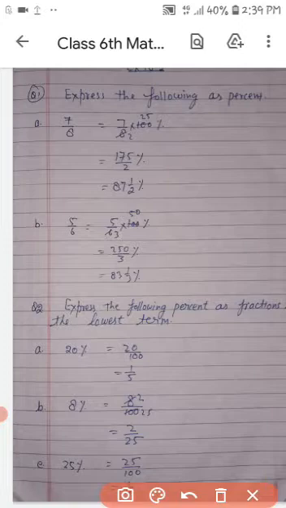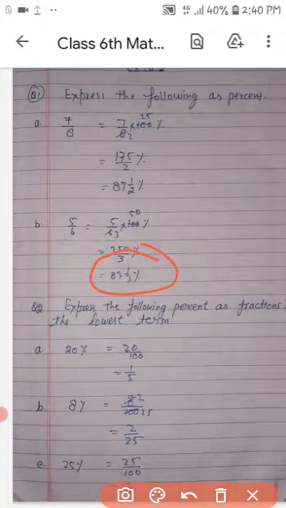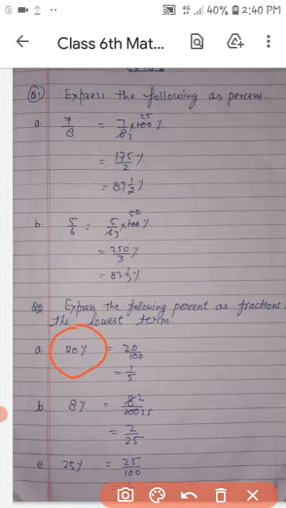Part B, 5 upon 6 into 100, and write the percentage sign. Cancel out the table of 2: 2 threes are 6, 2 fifties are 100. Now 50 into 5 is 250 upon 3, which is equal to 83 and 1 upon 3%. Question 2: express the following percent as a fraction in the lowest terms. 20% is equal to 20 upon 100, which is equal to 1 upon 5.